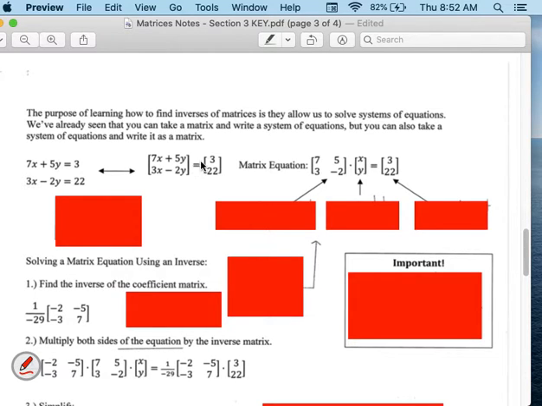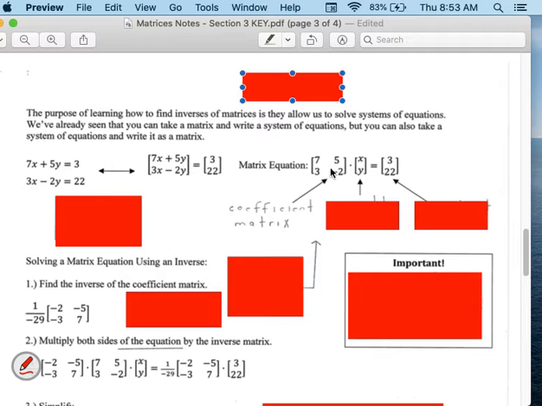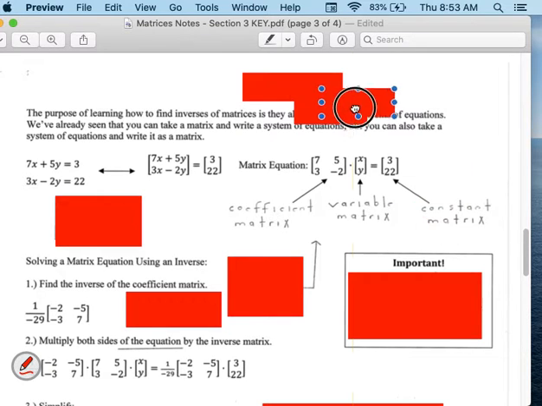Okay? And then we can factor out, see how I have x, x, y, y? I can pull that out into a separate matrix. So if you want to write some words down, this is called your coefficient matrix. This is called your variable matrix. And this is your constant matrix. So these numbers are the coefficients that were on the variables to start with. Those are the variables we're dealing with, and these are the constants.